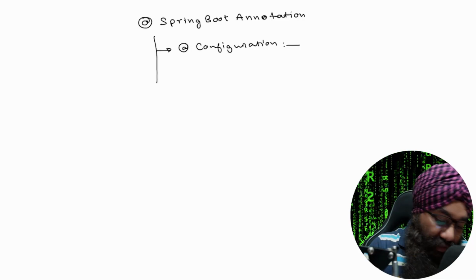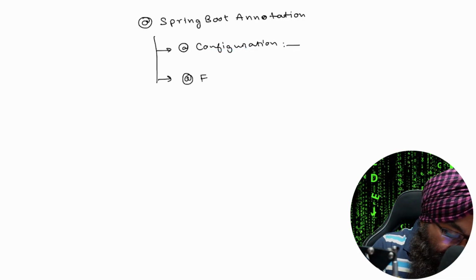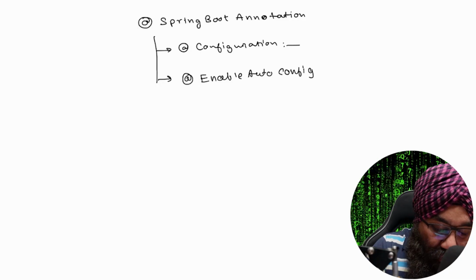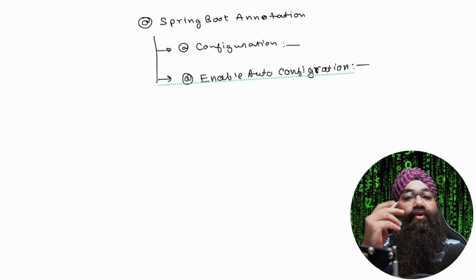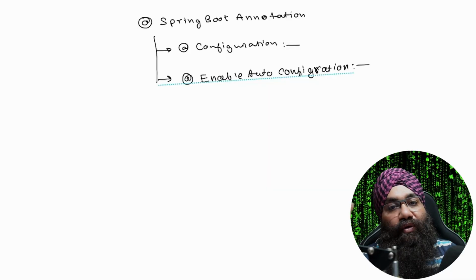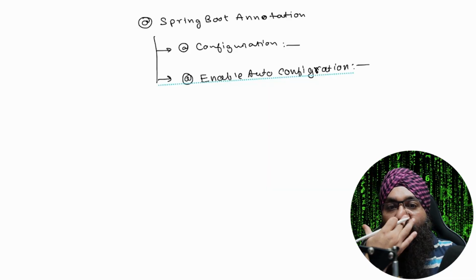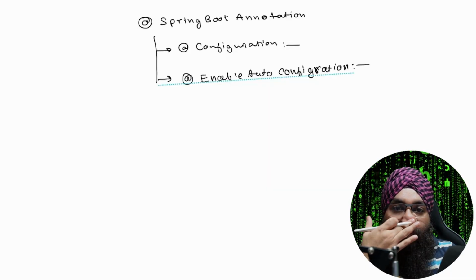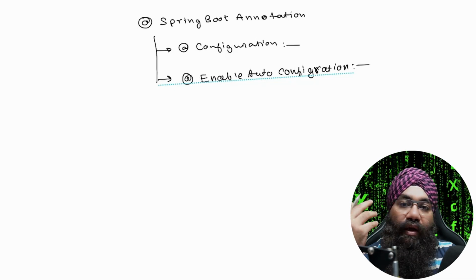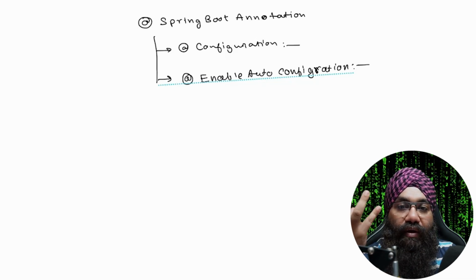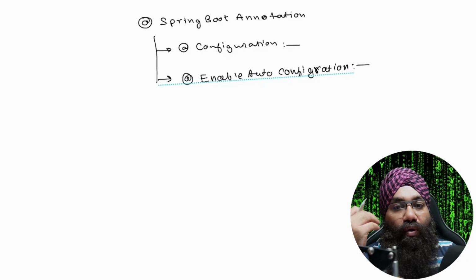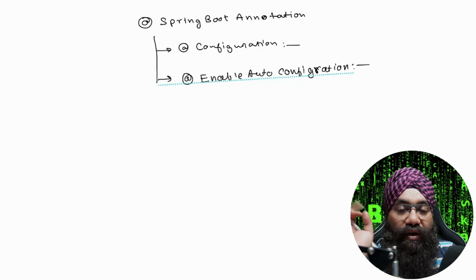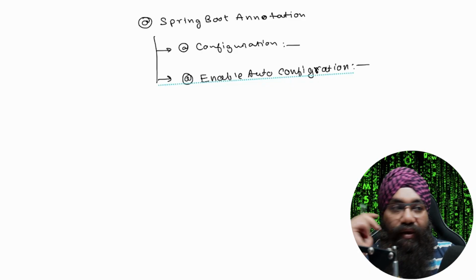Okay, then the second one is @EnableAutoConfiguration. Okay, so this annotation enables auto configuration in your Spring Boot application, which means whatever dependencies you add into your classpath, it will create the required beans which are generally necessary. You don't need to explicitly define those beans, it will automatically create them.